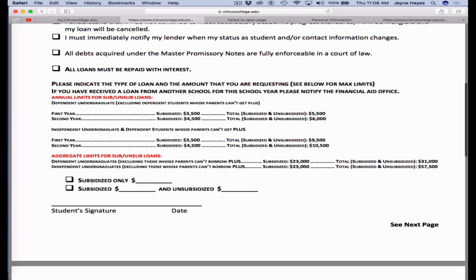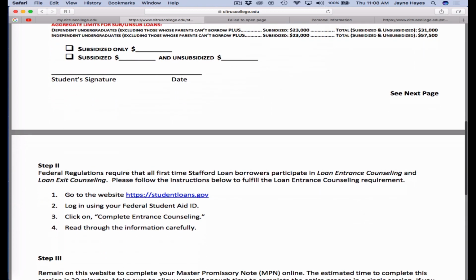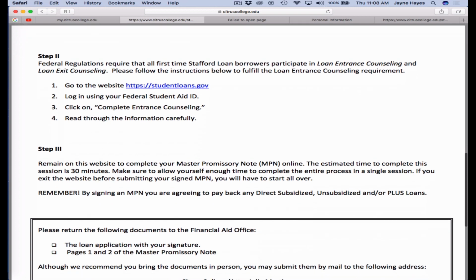If you scroll down to the second page, it has the link for you to take your counseling and entrance exam. Basically, you create an account for the loan and take a quiz. Then print out the master promissory note, and also print this out and bring it to us. This is the way that you submit your loan application.